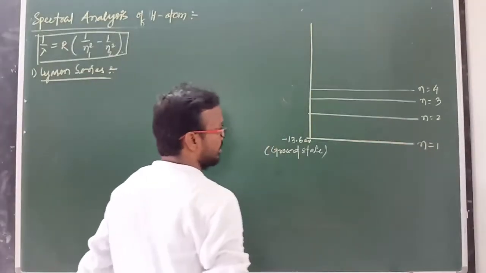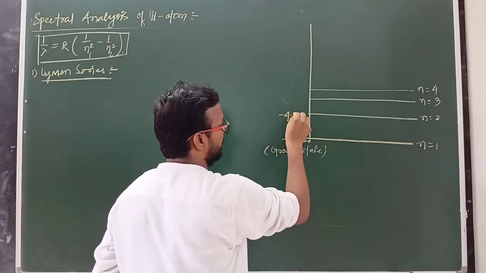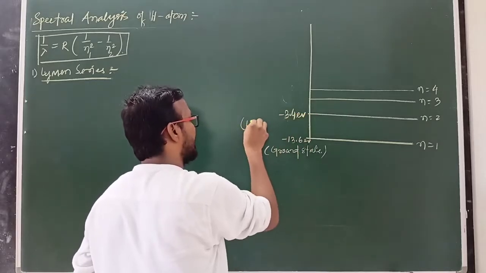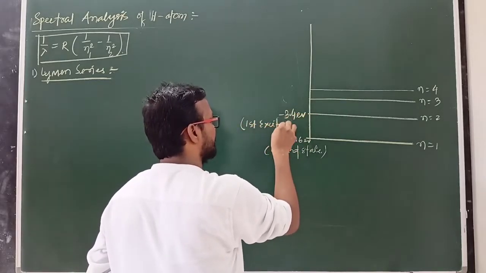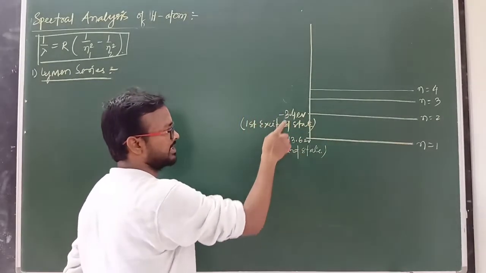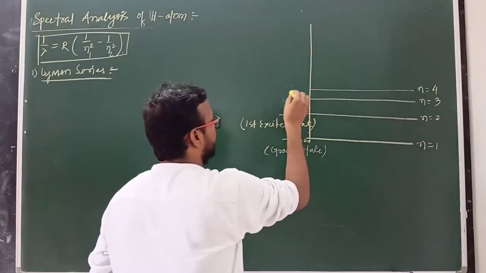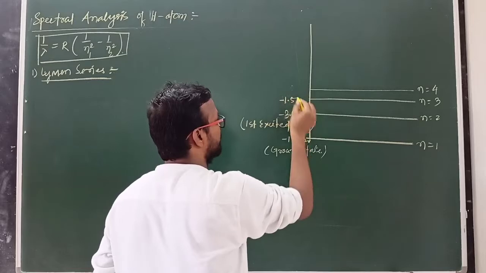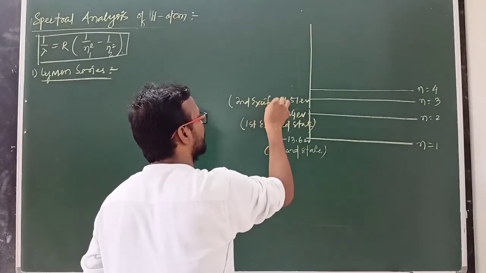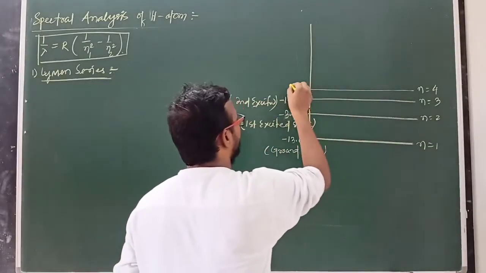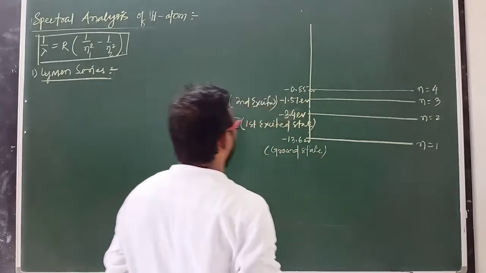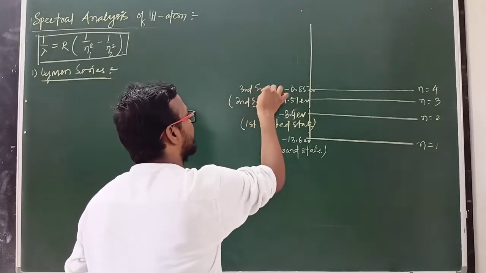When n equal to 2, we already know the relation, that is minus 3.4 electron volt, and this is known as the first excited state energy or second orbit. This is first orbit, second orbit. When n equal to 3, we get minus 1.51 electron volt. This is known as the second excited state. When n equal to 4, the energy is minus 0.85 electron volt, and this is known as the third excited state.